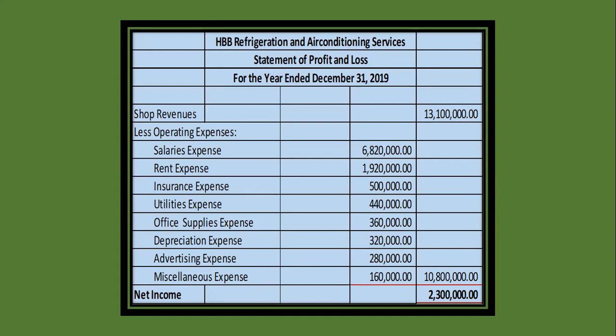In preparing your income statement, your basis should be the income statement column of your worksheet. Okay? You start with your shop revenues of 13,100,000, and then less all the operating expenses. How will you present the operating expenses? It has to be according to materiality, and your last item should be the miscellaneous expense. So add all the operating expenses. You have a single rule, then extend the total. Deduct it from your shop revenues.